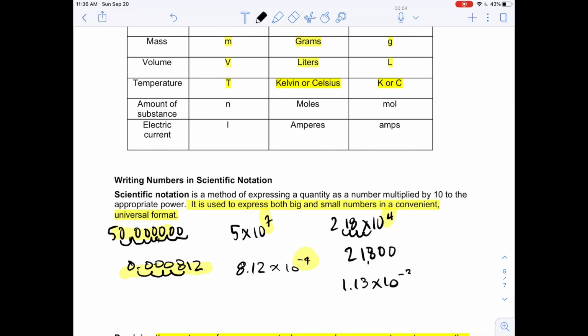If the number is smaller, let's say it's 1.13 times 10 to the negative 3rd. Since it's negative here, now I'm going to move to the left because I need a number that's smaller than 1. So I go 1, 2, 3, and I'm going to add 2 zeros in front now. So 0.00113 for my number.